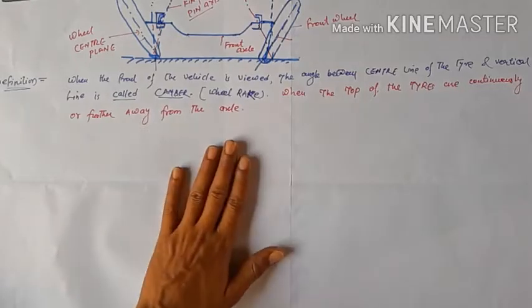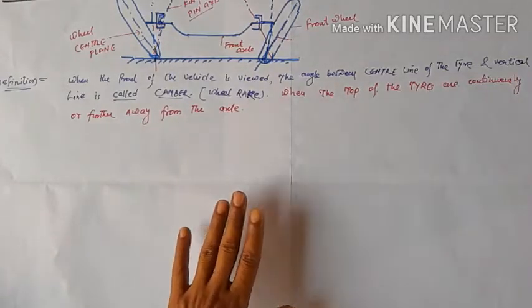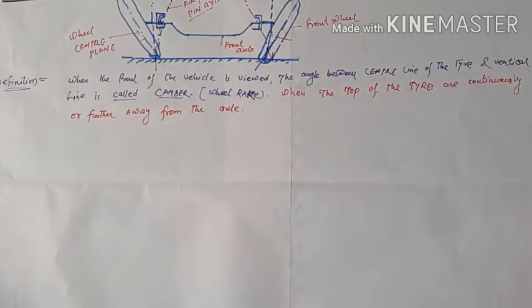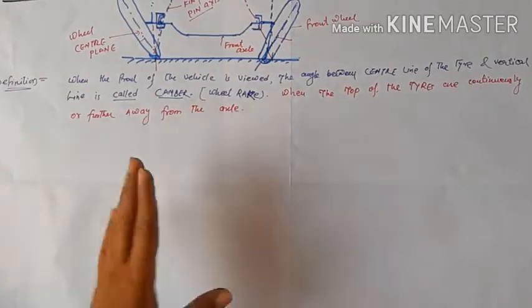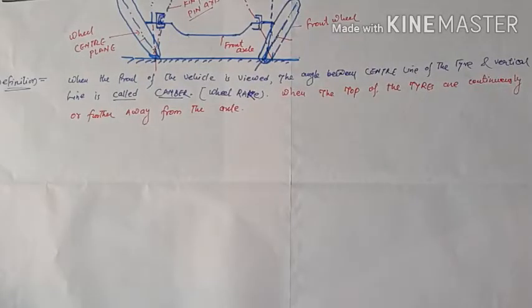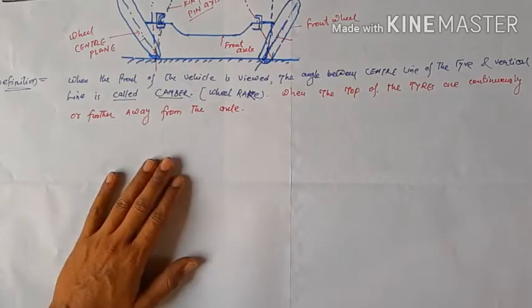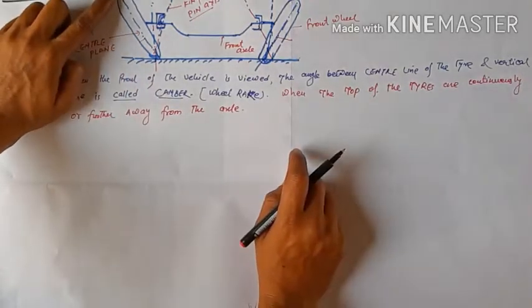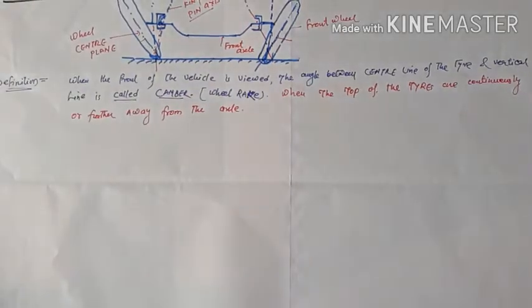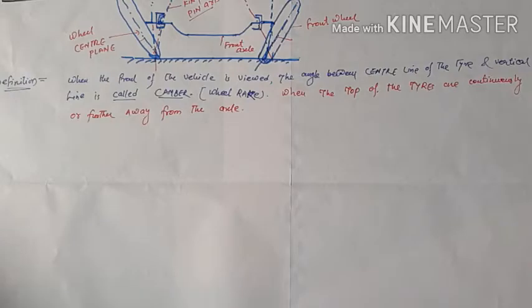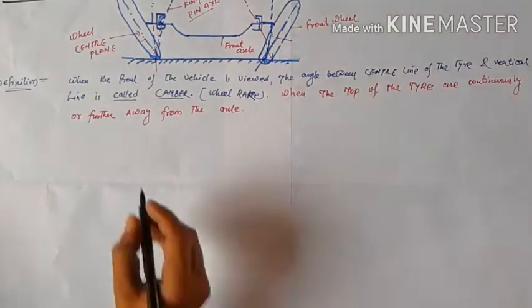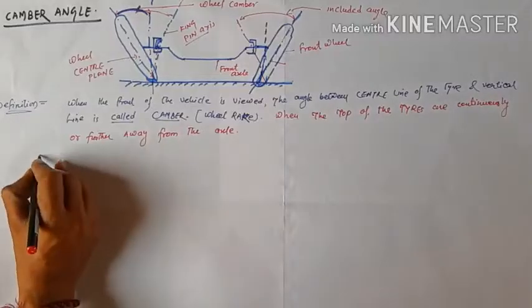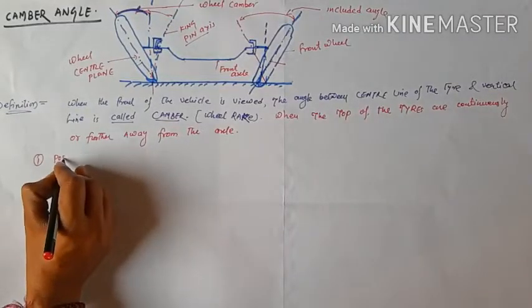Now, camber is positive or negative. In which case is it positive, in which case negative, and what is the benefit of positive and negative camber angle? When the wheels are tilted inward at the top, it is negative, and it is positive when the wheels tilt outward at the top. These are your two types. The first one is positive camber.